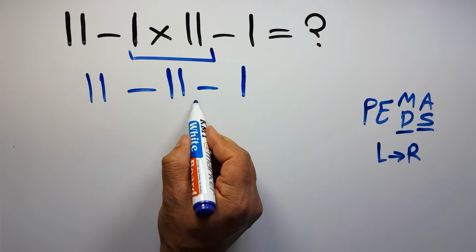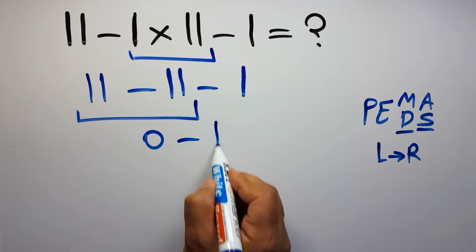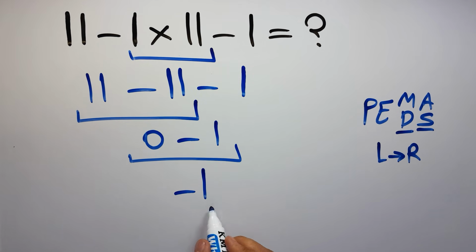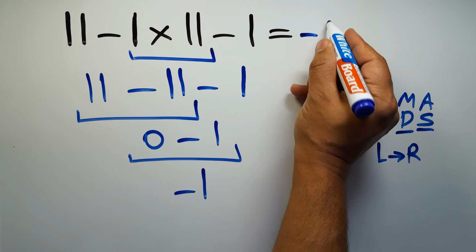11 minus 11 gives us 0. So we have 0 minus 1, which equals negative 1. And this is our final answer to this problem. The correct answer is negative 1.